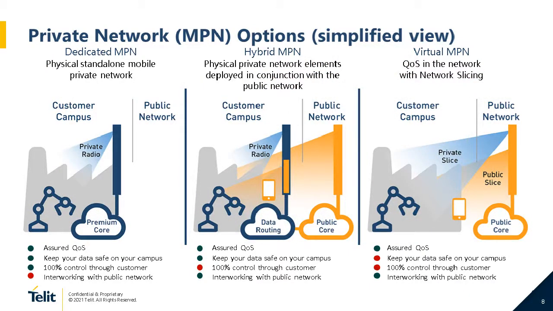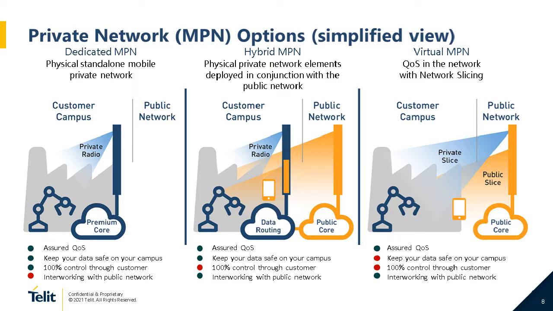Regarding the typical deployment options, here in this slide, we of course have a simplified view. So we move from the first, the dedicated private network that is depicted on the left side, where essentially there is a specific installation for the enterprise. So everything is there, and in this case, the enterprise has complete control of the system. But there might be issues with the interworking with the public network unless there is a specific roaming agreement.